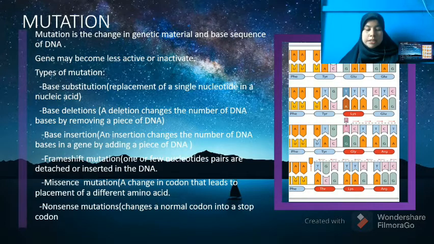And then base deletion. A deletion changes the number of DNA bases by removing a piece of DNA. Then base insertion changes the number of DNA bases in a gene by adding a piece of DNA. In frameshift mutation, one or a few nucleotide pairs are deleted or inserted in the DNA. In a missense mutation, a change in a codon leads to placement of a different amino acid, and the last one, nonsense mutation, is a change of a normal codon into a stop codon.